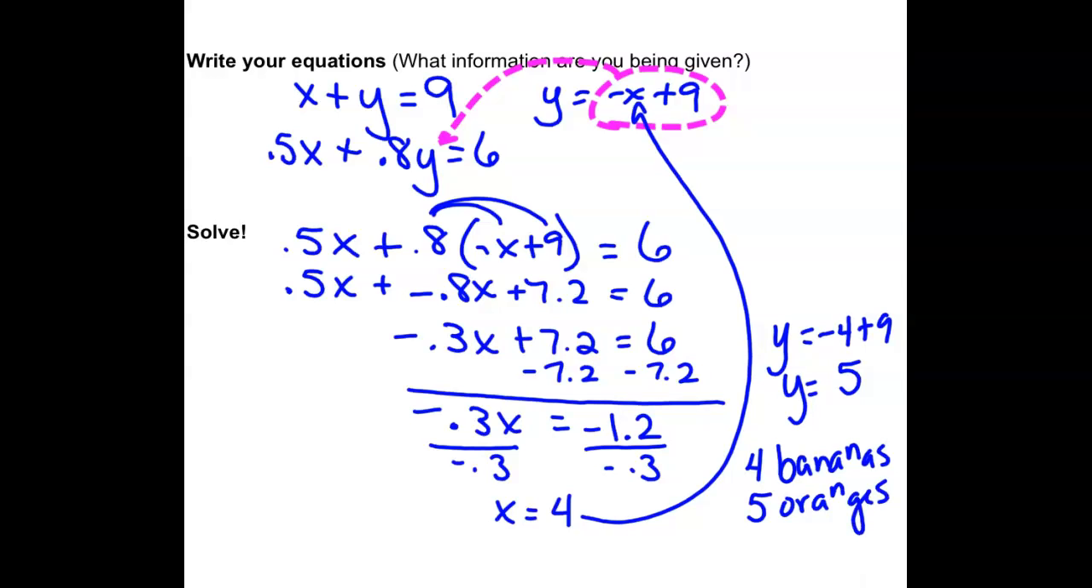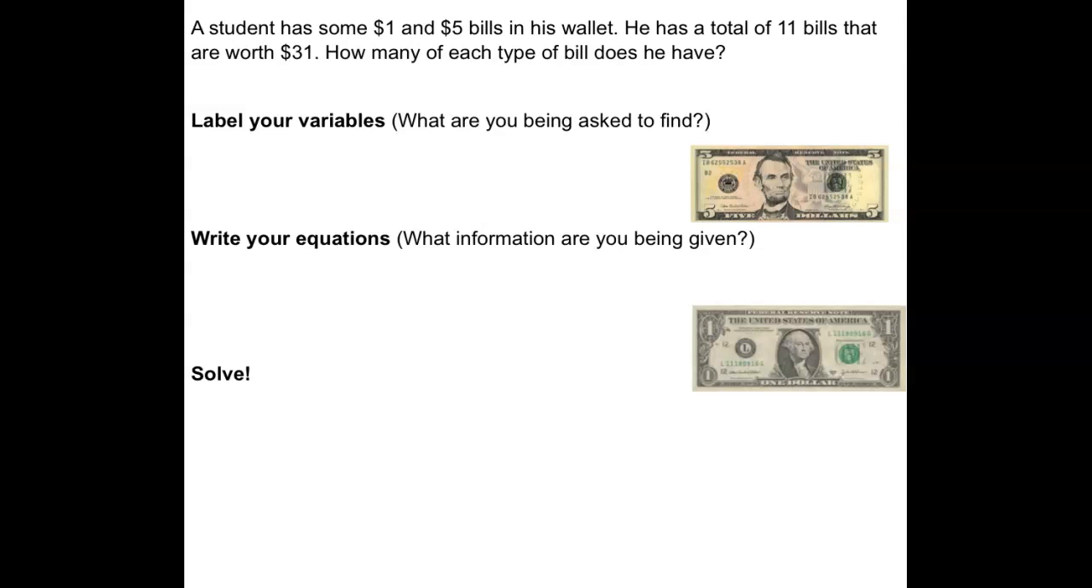All right, let's look at another example. Here we have a student has some $1 and $5 bills in his wallet. He has a total of 11 bills. So again, one of my totals is just the total number of bills in his wallet, and it's worth $31. So one of my totals is the total value of the money he has. How many of each type of bill does he have?